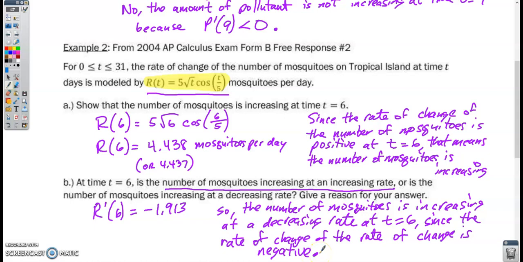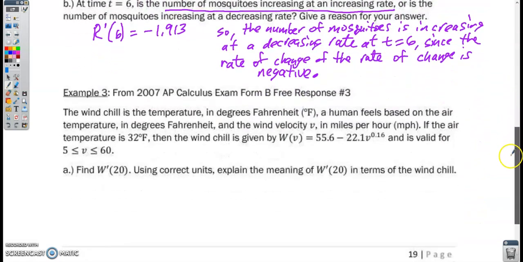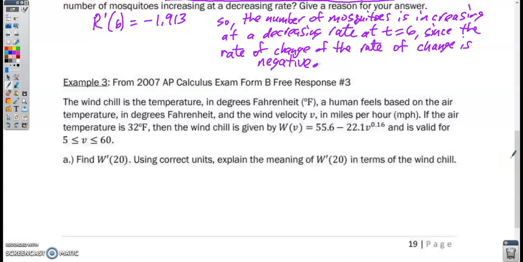All right, let's see. Can we get one more example in? Let's go on. Example 3 from the 2007 AP Calculus Exam Form B, free response number 3. The wind chill is the temperature in degrees Fahrenheit a human feels based on the air temperature in degrees Fahrenheit and the wind velocity v in miles per hour. If the air temperature is 32 degrees Fahrenheit, then the wind chill is given by W of v equals 55.6 minus 22.1 v to the 0.16 and is valid for v between 5 and 60. Find W prime of 20.